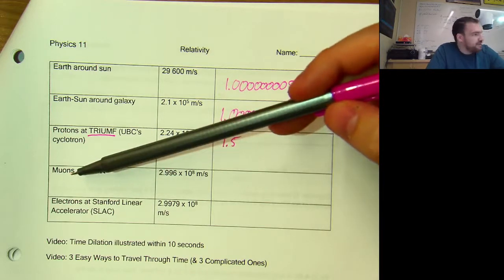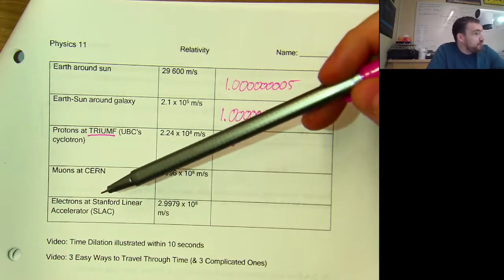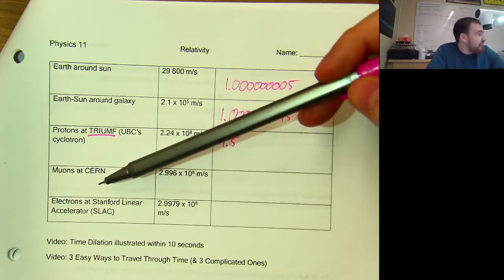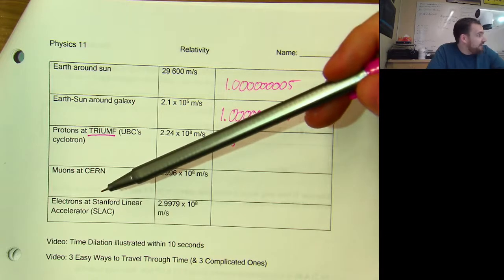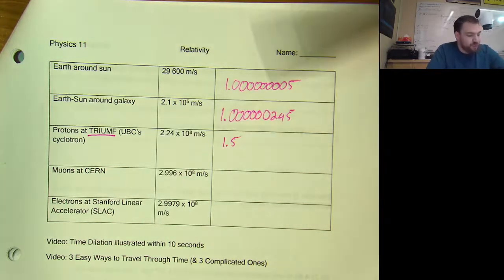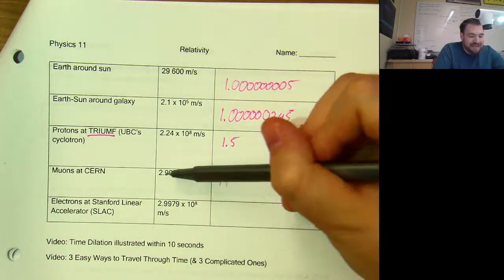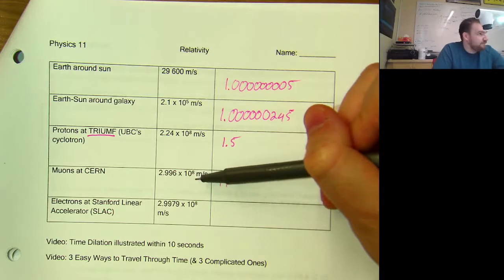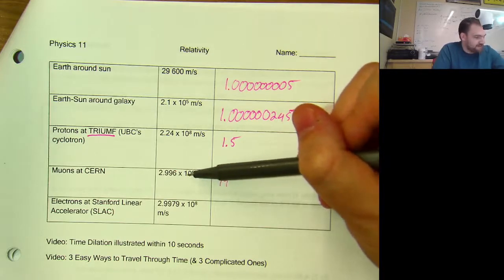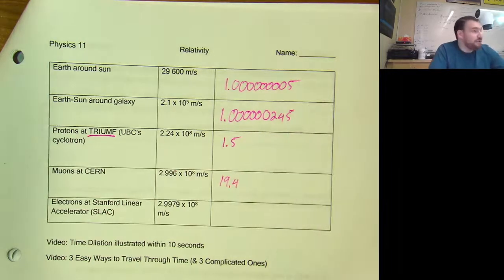So muons are a class of particle that get shot around this very large particle accelerator, smash into each other, and decay into all sorts of crazy forms of matter. This is how we figured out the Higgs boson was a thing. Even at those speeds, 2.996 times 10 to the 8, we're almost at the speed of light. 19.4 becomes your gamma factor.